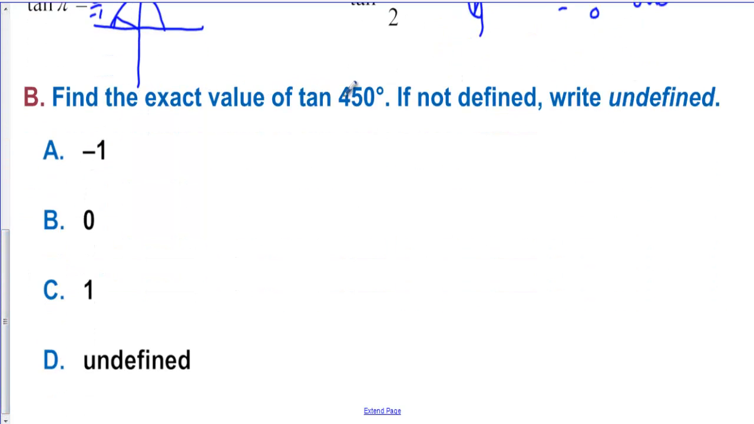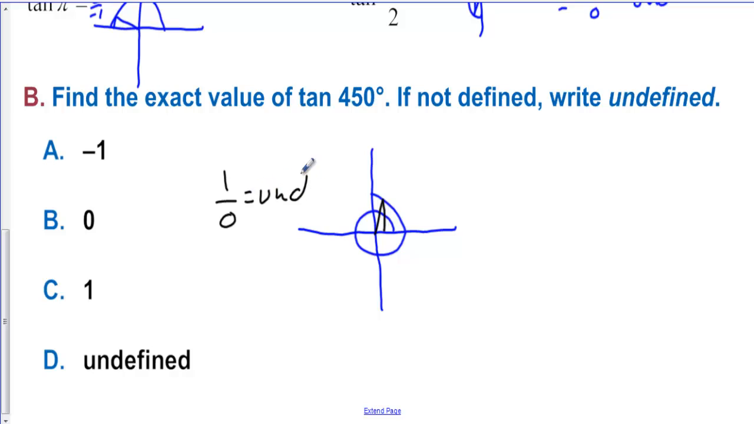Find the exact value of tangent of 450 degrees. If not defined, write undefined. So we need 450 degrees. Well, if we go all the way around, that's 360, and another 90 is now 450. So really what we're looking at is the tangent of 90 degrees. Let's take a look at one of the triangles as we get close to 90 degrees. Tangent is opposite over adjacent. So once we get up to 90, this opposite side will be 1 and the adjacent side will be 0. So we're looking at 1 over 0, which is undefined. So the answer is letter D.